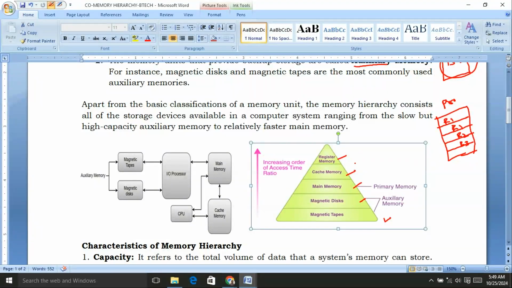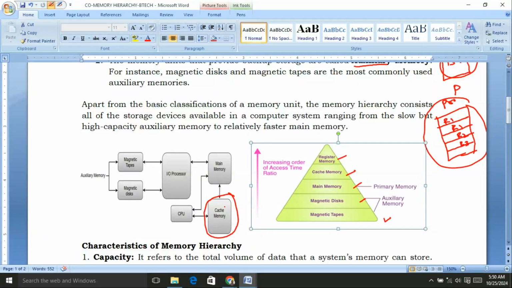The storage capacity of the registers is very less, but the speed of access by the processor is very high because they are within the processor itself. Hence, the accessing speed of the registers is very high. And one more memory is known as the cache memory.